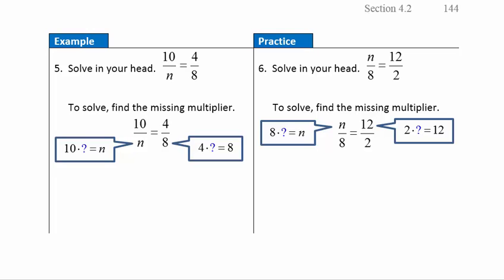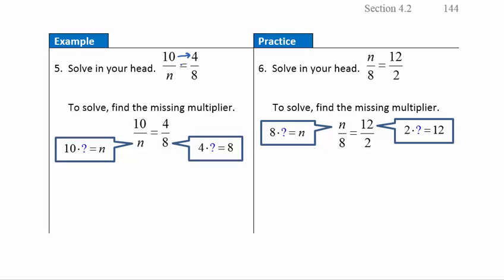Now let's take a look at another example in practice that will help you solve proportions in your head using a different multiplier here. So example 5, solve in your head 10 over n is equal to 4 over 8. Now, when we look across the proportion this way, the relationship between 10 and 4 is not a very clear one. I mean, 10 I think is 2.5 times 4, which isn't really that clear to see. So we're going to look for another relationship here, another multiplication relationship here.